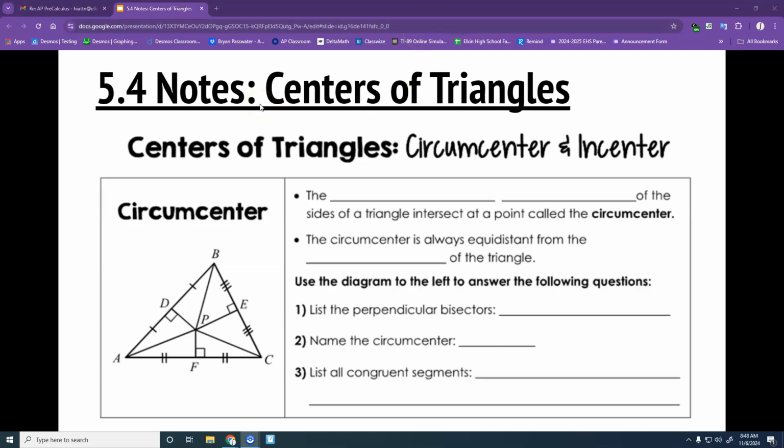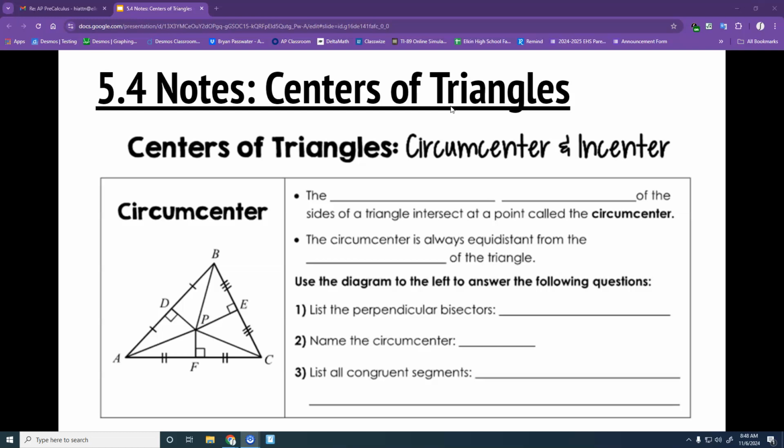Okay, for centers of triangles. Oops, sorry about that. There we go. All right, so, oh gosh, hold on just a second. I know these pretty well, but okay. Let me find my paper in case I must reference it, because I forget these.